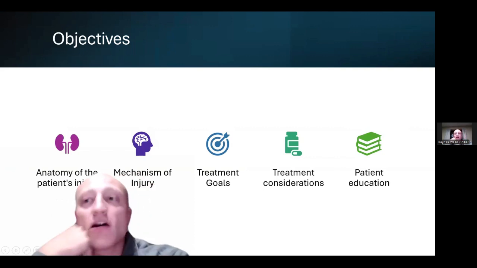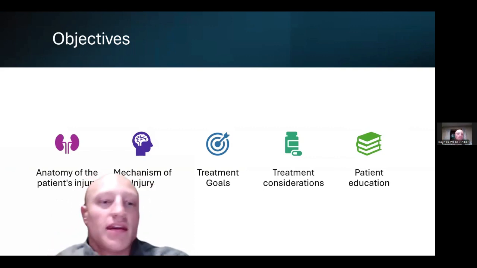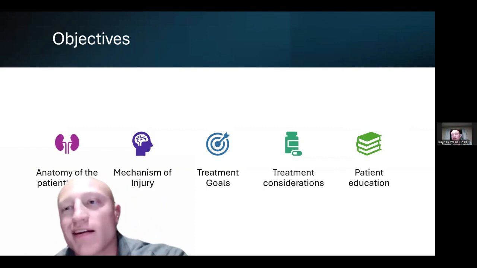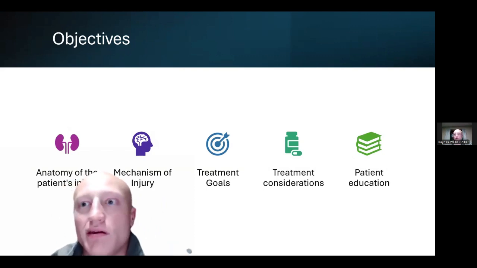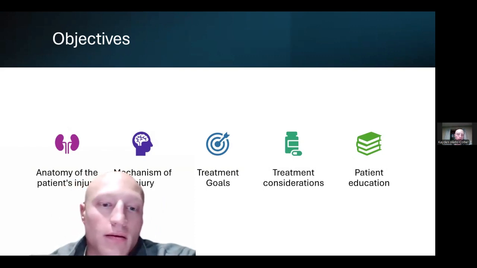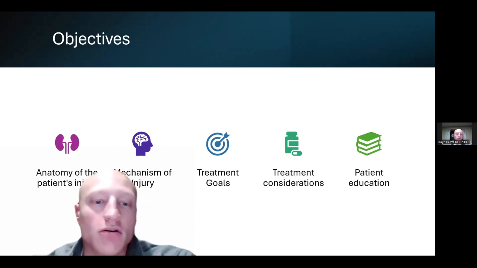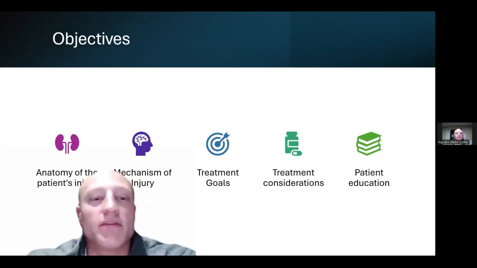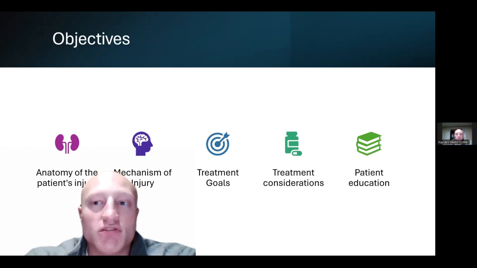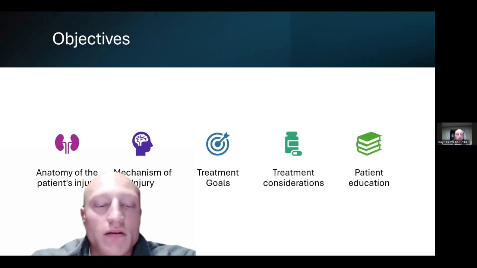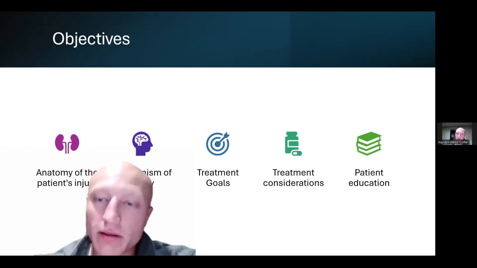So the things I'm going to talk about today in this presentation: the anatomy of the patient's injury, so all the things that are affected when the calcaneus is fractured. Also, the mechanism of injury and how the patient was injured, as well as their story, because it's always important to talk about the patient's story.